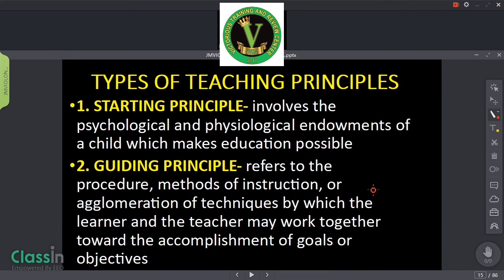Types of learning principles: we have the starting principle, the guiding principle, and of course the ending principle. So let's start with the starting principle. The starting principle involves the psychological and physiological endowments of a child which make education possible. So this pertains to the motivational activities that the teacher does before he or she starts the class. And the guiding principle is how the teacher delivers the content of the lesson or the instruction. So this refers to the procedure, the methods of instruction, or the agglomeration of techniques by which the learner and the teacher may work together toward the accomplishment of goals or objectives.